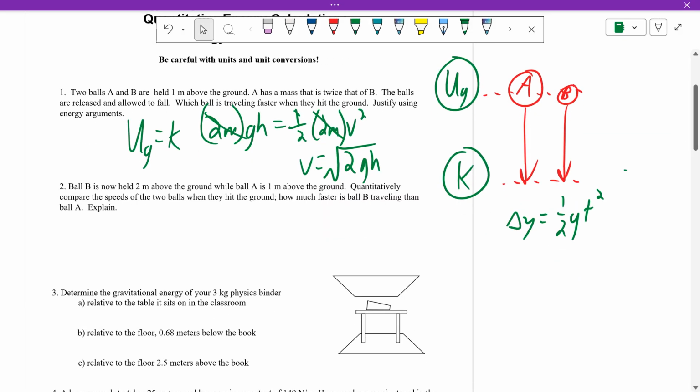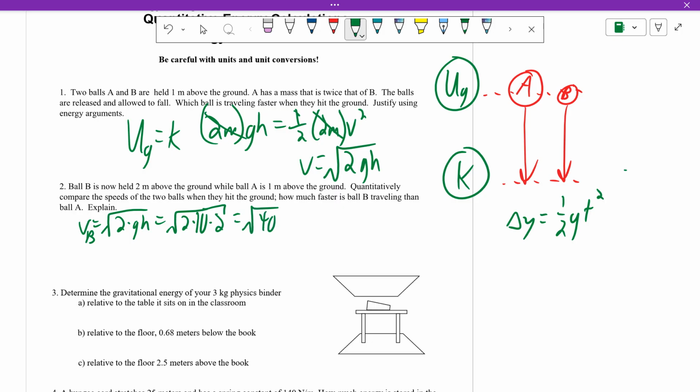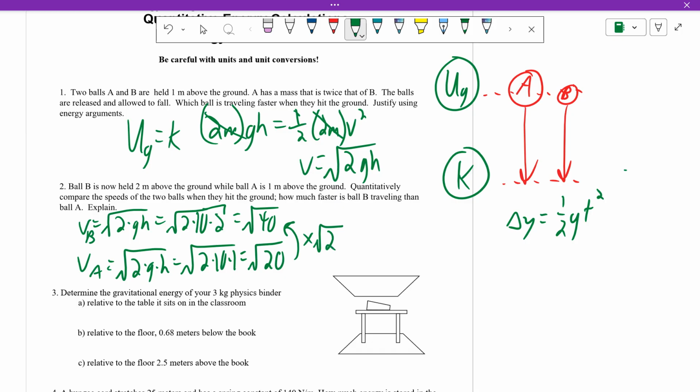Let's try now. Ball B is held 2 meters above the ground. So that's the square root of 2 times g times h, which is the square root of 2 times 10 times 2, and I get the square root of 40. VA would be the same thing, except I'm 1 meter above the ground, so I get the square root of 20. Now most people say, oh, you just multiplied this by 2, but it's actually the square root of 2. If you plug in the numbers, you'll get 6.32 meters per second for V sub B, and 4.47 meters per second for V sub A, which is that increase by the square root of 2.